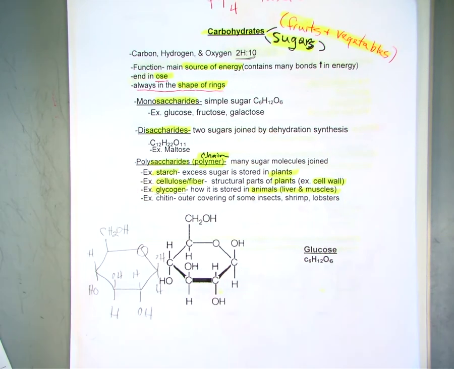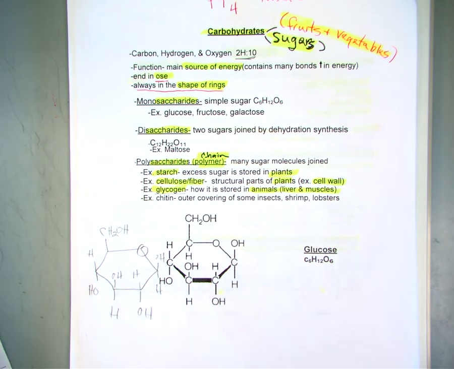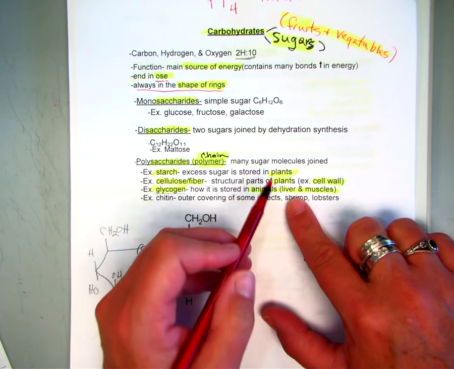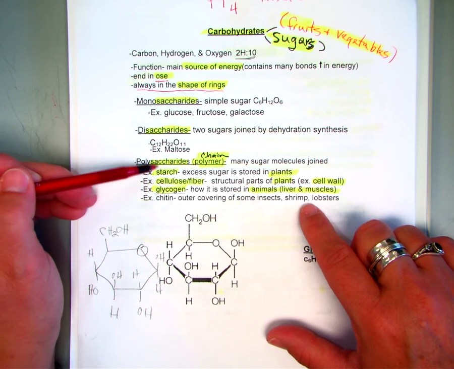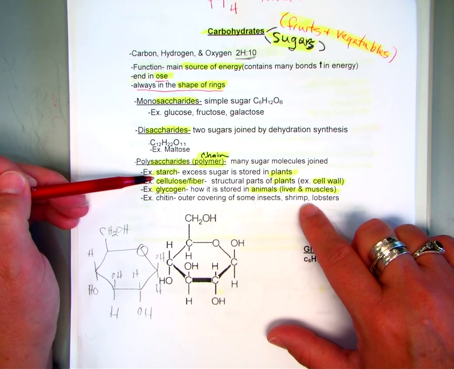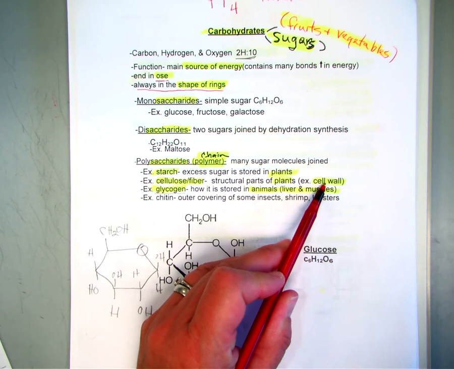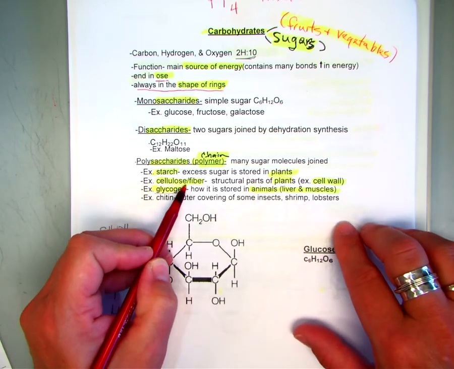So you have a big plate of pasta, we said, and then you sit on the couch after dinner. Okay, you did not burn up all that sugar. So we store it. Animals store it as glycogen in our liver and muscles. Plants store excess carbs as starch. We talked about like a potato. They can also store it in the outer organelle, the cell wall around the edge of the plant. That is stored as cellulose or fiber.